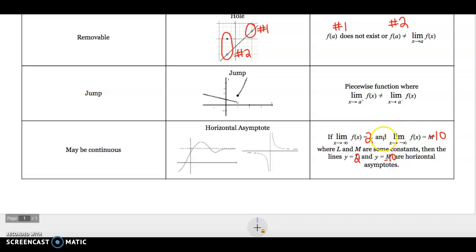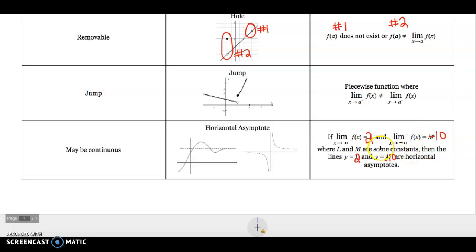And so if you are given the information that you have a limit of a function which actually equals a number as x approaches positive or negative infinity, that connection in your brain should automatically be that there is a horizontal asymptote at y equals whatever that number is, okay?